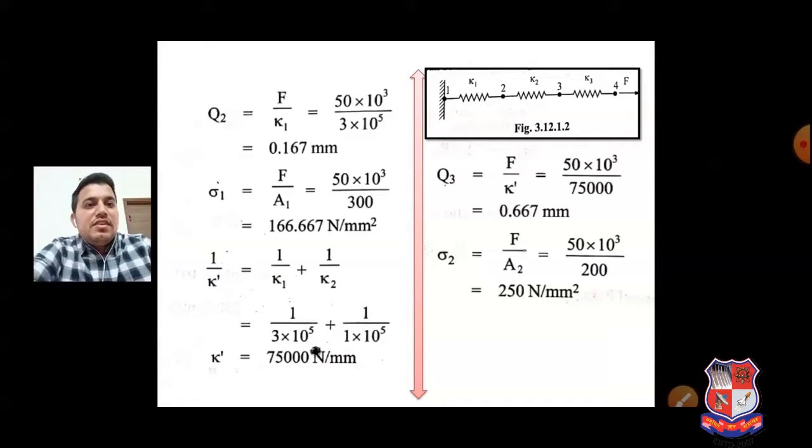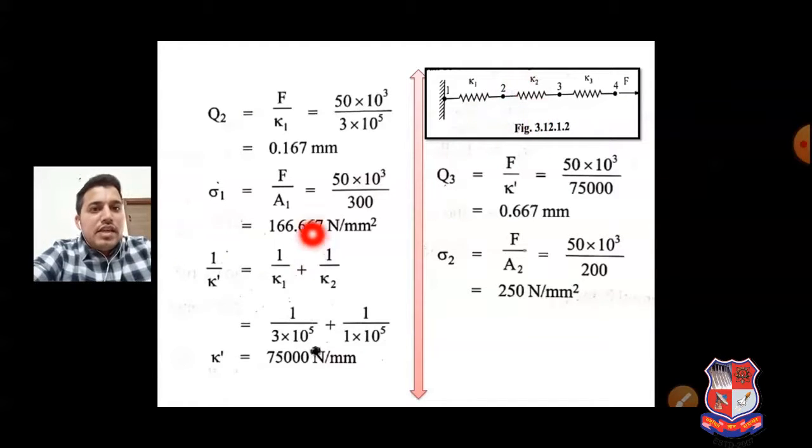So have you understood? Again I recall it. First of all, we find the displacement for element number 1 and node number 2. So here we find the displacement Q2, and for the whole element number 1 we can find the stress. Now in the second step, to find the displacement Q3 at node number 3, we have to combine K1 plus K2.